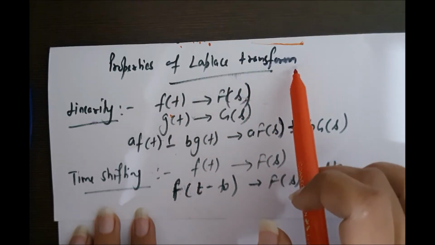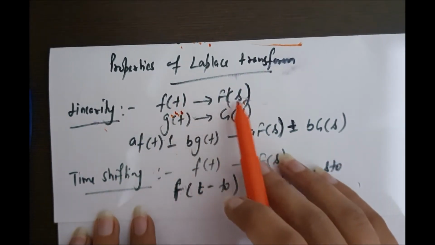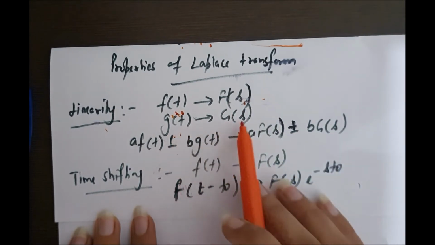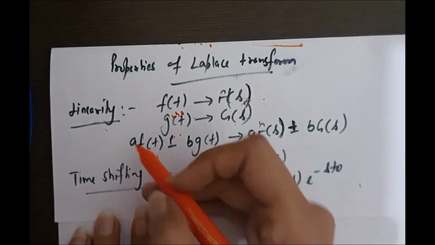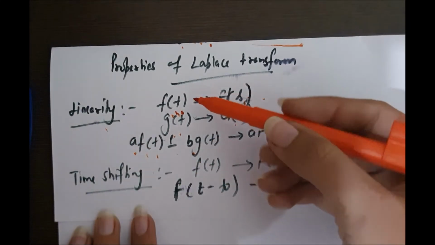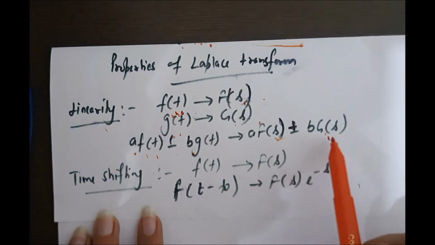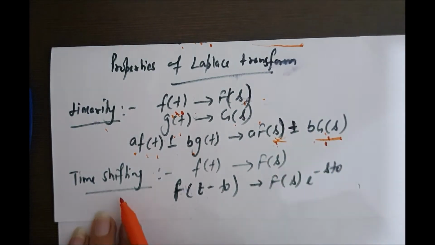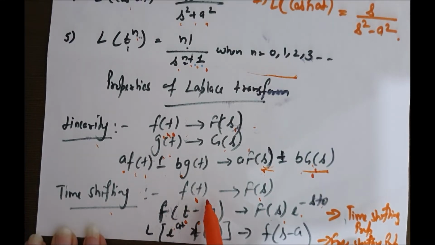Now the properties of the Laplace transform. First one is linearity. The Laplace transform of f(t) is F(s). The Laplace transform of g(t) is G(s). So the Laplace transform of af(t) plus bg(t), where a and b are constants, is aF(s) plus bG(s). If you add or subtract functions in the time domain, then the functions will also be added and subtracted in the s domain. Next is the time shifting property. The Laplace transform of f(t) is F(s). The Laplace transform of f(t minus t naught) will be F(s) exponential minus s t naught.